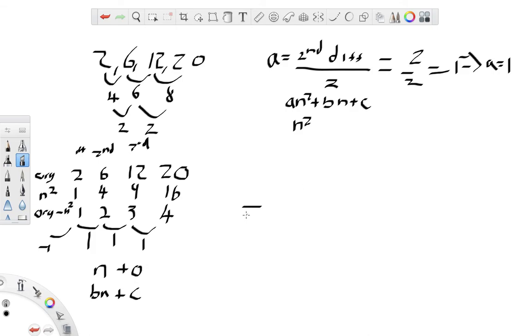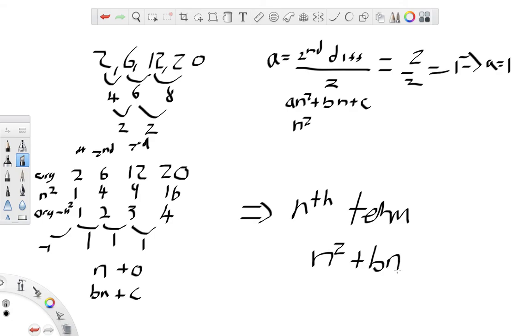So therefore, our nth term for this sequence is n squared, which is what we worked out earlier, plus n. Just like that. And again, we're going to look at another example so we can really solidify our knowledge here.